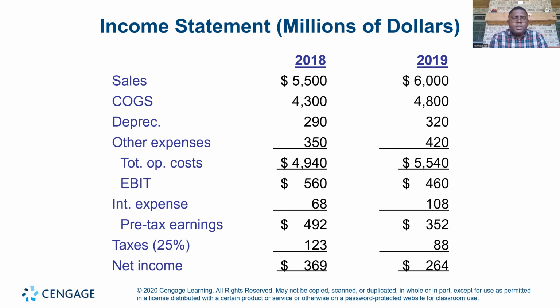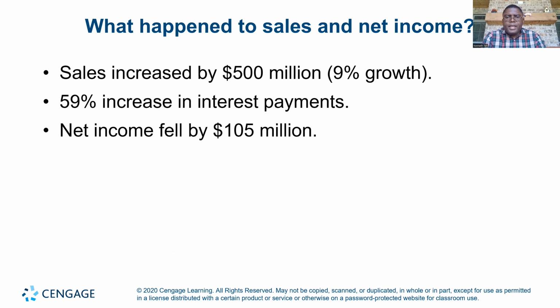So you can see how the income statement can inform us about the performance of this company. There is growth that is taking place. In fact, sales grow by about 9%. But at the same time, there is a huge increase in interest payment by about 59%. But what we find is that net income falls by 105 million. So that is what we are finding in this statement. Sales increase, increase in interest payment, and a decrease in net income. So that is the income statement.